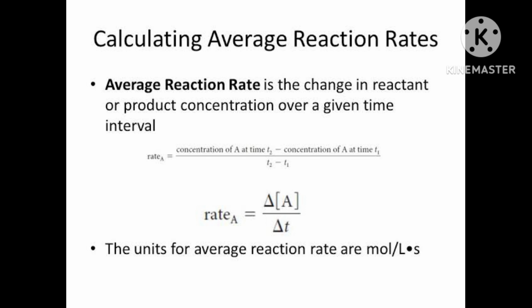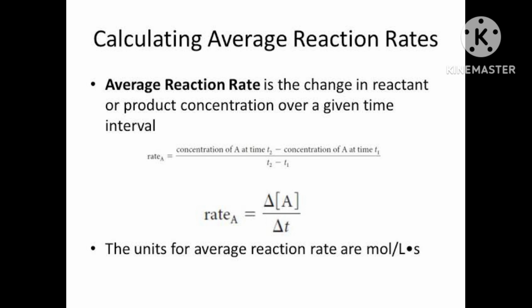Now all rates are equal, meaning all three rates are equal. Minus delta HI upon delta T is equal to plus delta H2 divided by delta T, that is equal to plus delta I2 divided by delta T. All rates are equal. Okay.